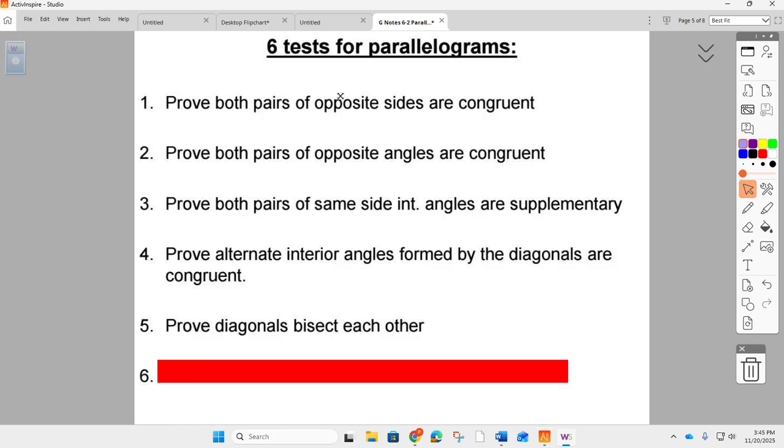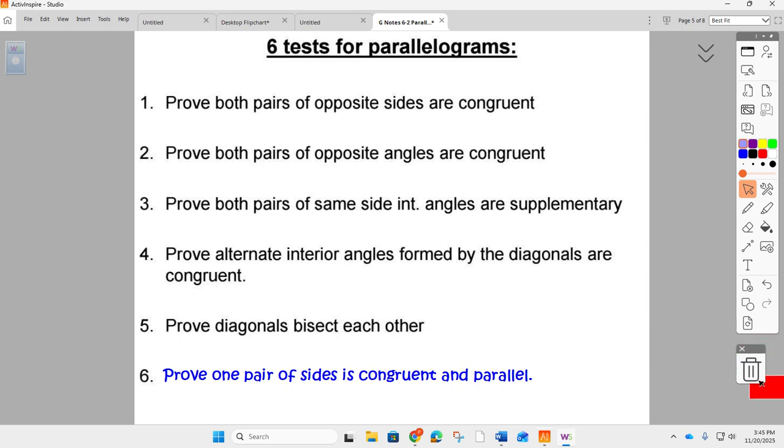If we can prove both pairs of opposite sides are congruent, if we can prove both pairs of opposite angles are congruent, if we can prove that both pairs of same side interior angles are supplementary, if we can prove that alternate interior angles formed by the diagonals are congruent, and if we can prove the diagonals bisect each other. If we can do any of those, we can say, yes, that's a parallelogram. And one more thing. If we can prove that one pair of sides is congruent and parallel, then we don't have to prove anything else. We can state that, in fact, that figure is a parallelogram.